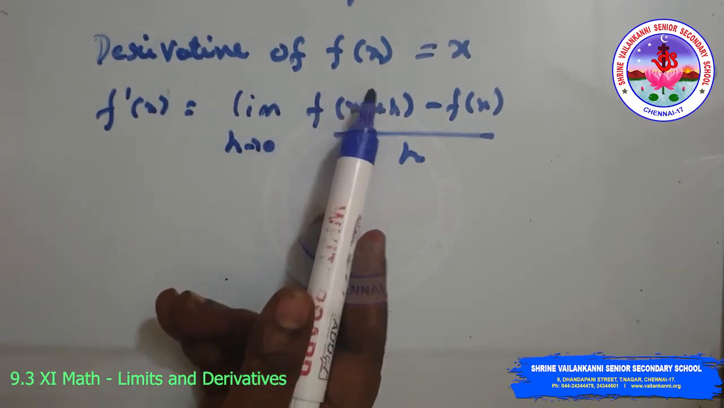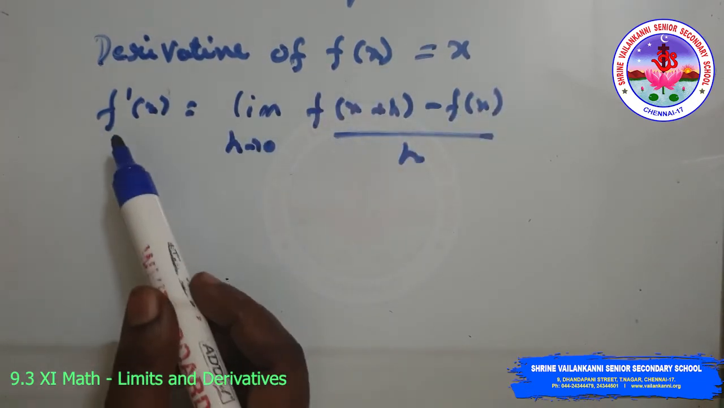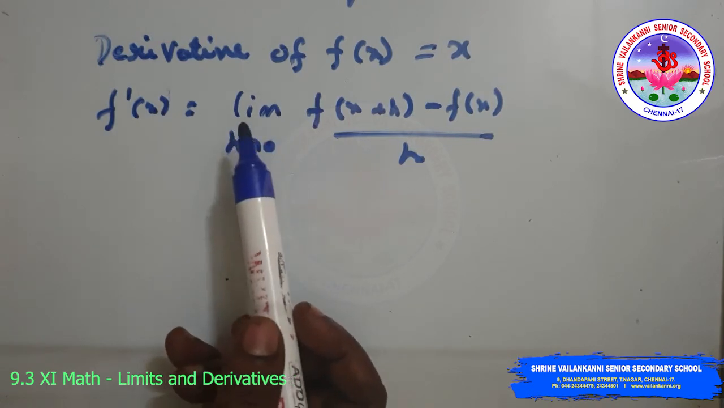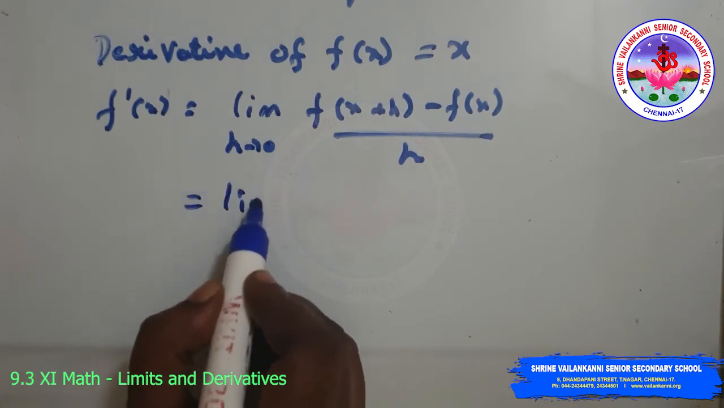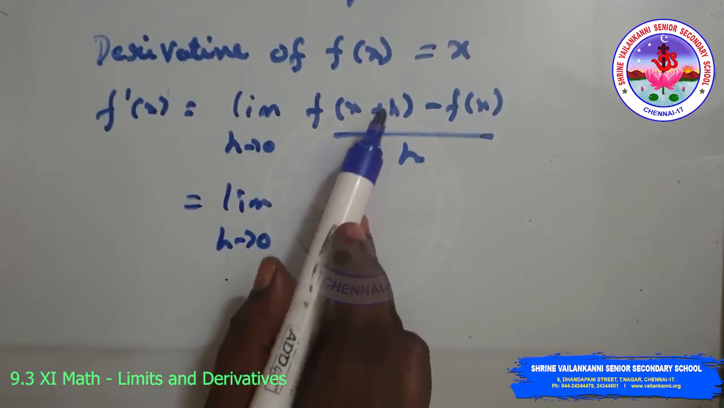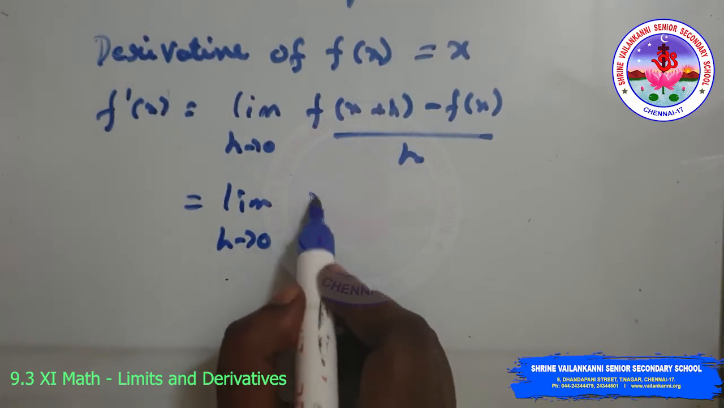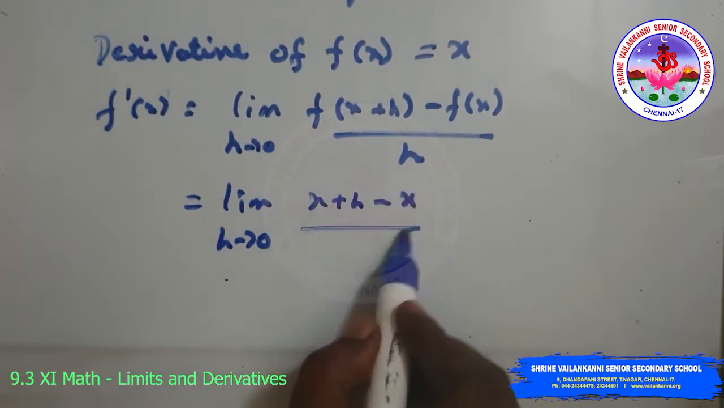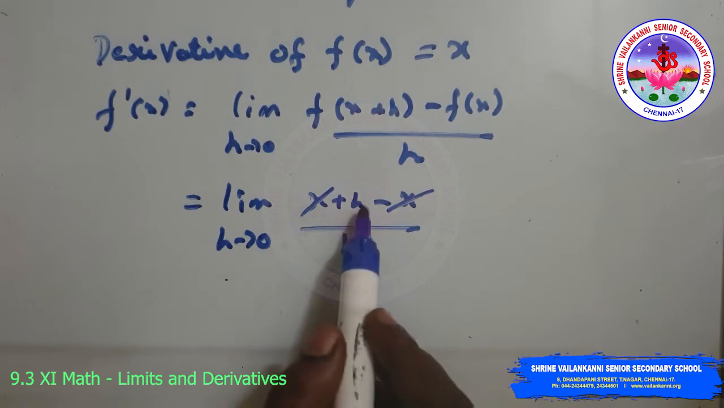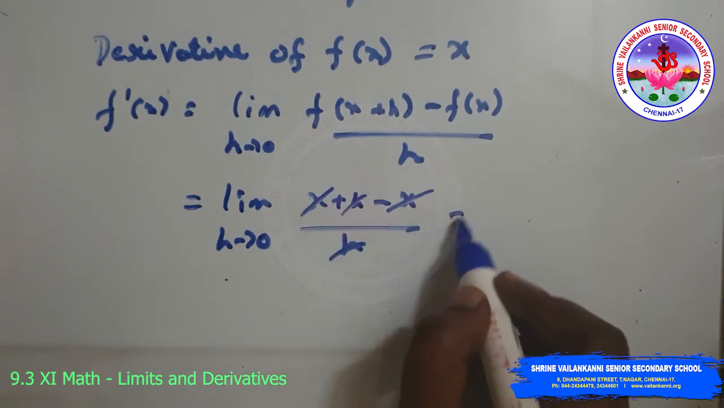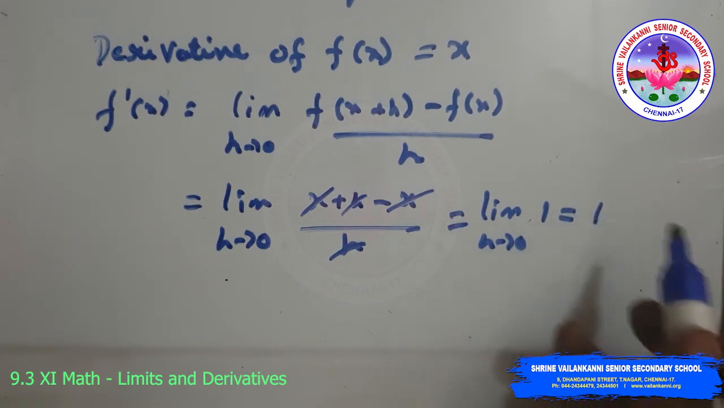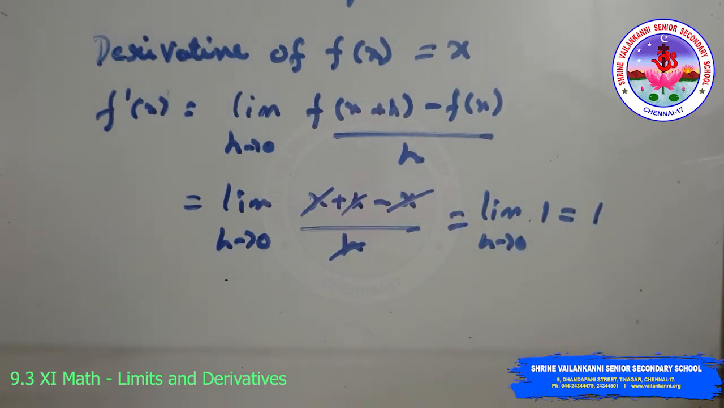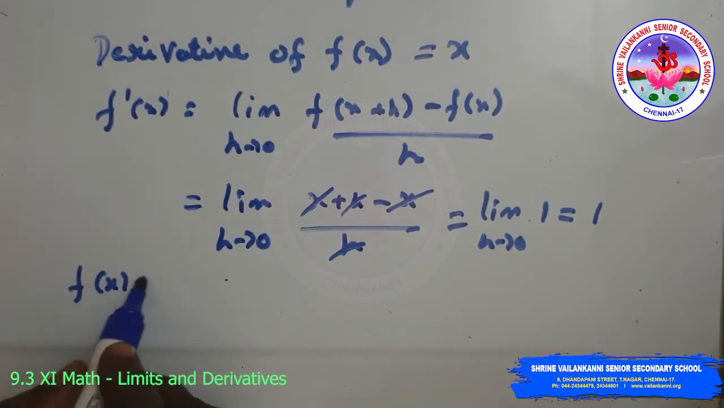Derivative of f of x, which is equal to x. F dash of x equal to limit h tends to 0 f of x plus h minus f of x by h, which is equal to limit h tends to 0 x plus h minus x by h. So limit h tends to 0 of 1 is equal to 1. We use this and the above theorem to compute the derivative of f of x equal to 10x.